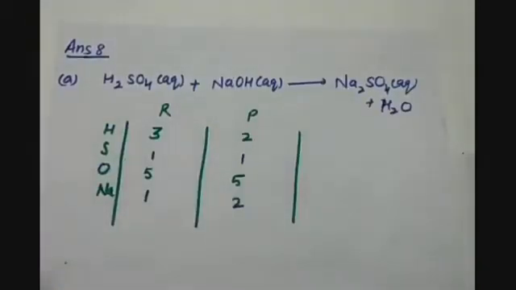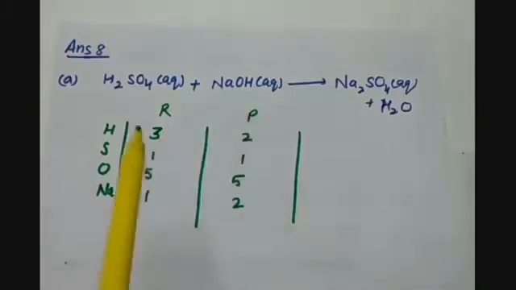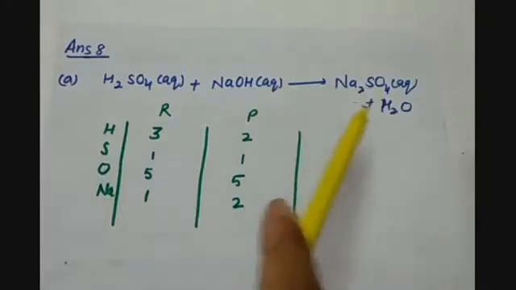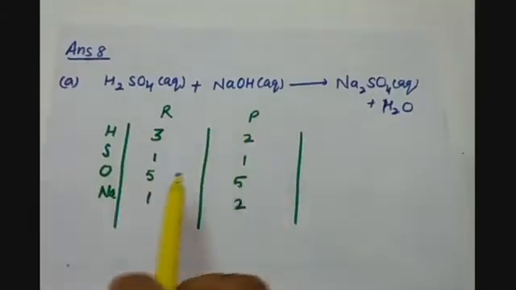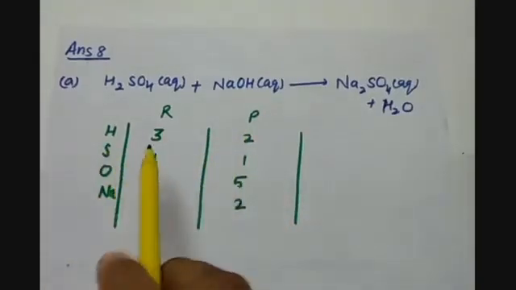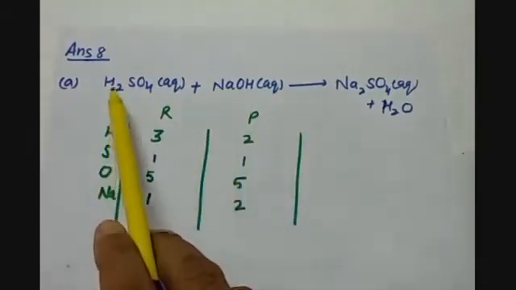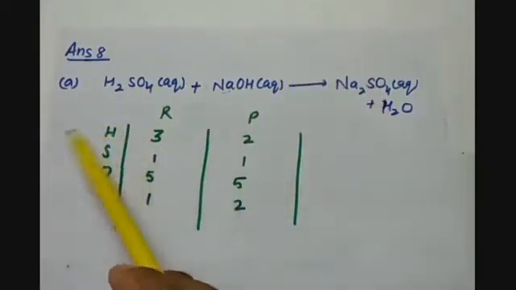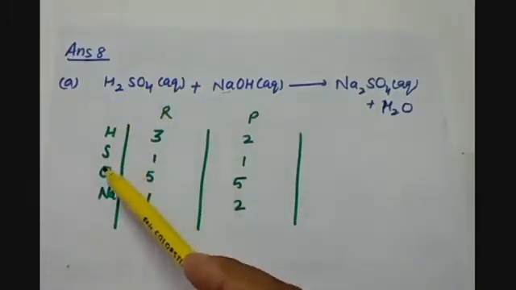Question number 8 is, we have to balance certain equations. Part A is H2SO4 aqueous plus NaOH, that is sulfuric acid plus sodium hydroxide gives us sodium sulfate and water. So here I will tell you how to balance a chemical reaction. We have to see how many elements are present. Here we have hydrogen, sulfur, oxygen, sodium, and nothing else is different. So on both sides we have the same elements.